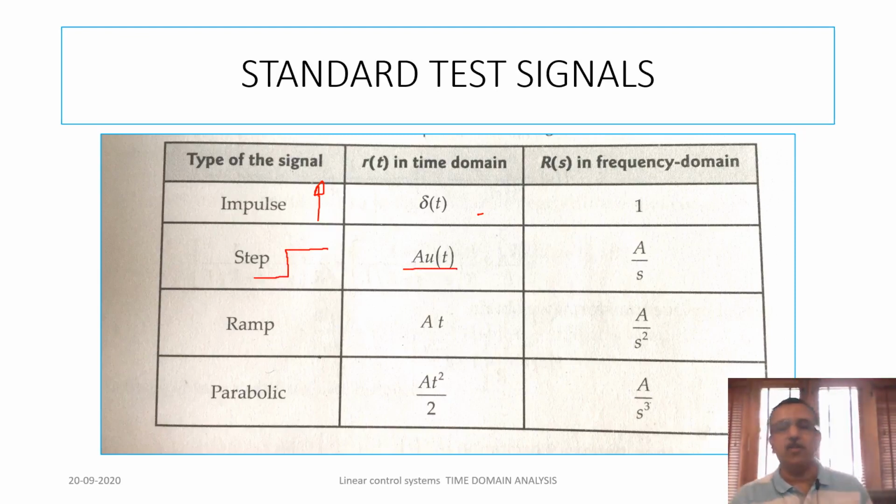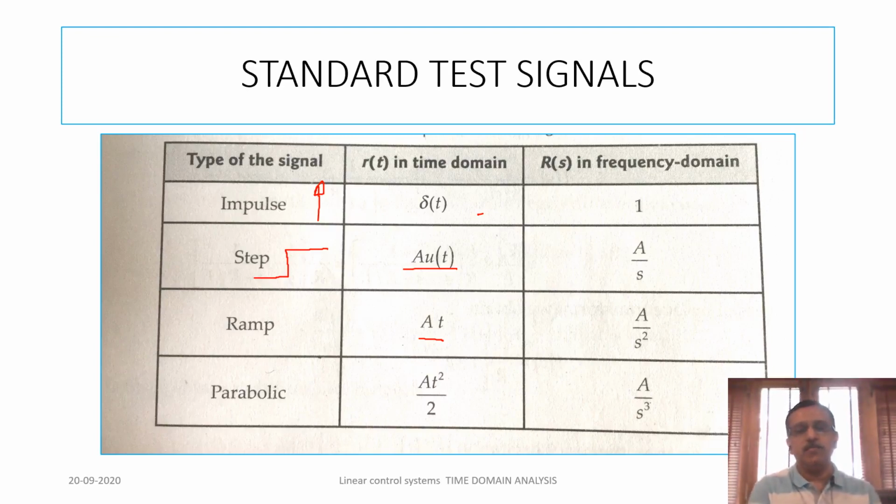This is a short form: r of t is equal to A into u of t, and the Laplace transform of this is A by s. And for a ramp, it is given by r of t. It's a very simplified expression. When you are writing for the examination, remember r of t is equal to 0 for t less than 0 and equal to At for t greater than 0.